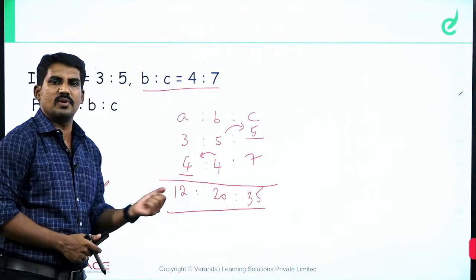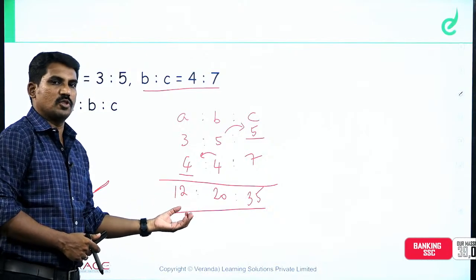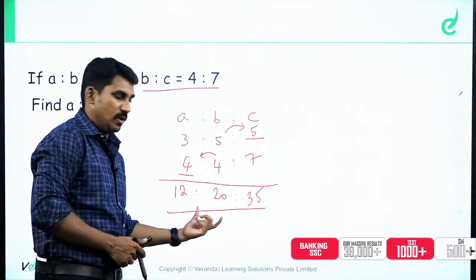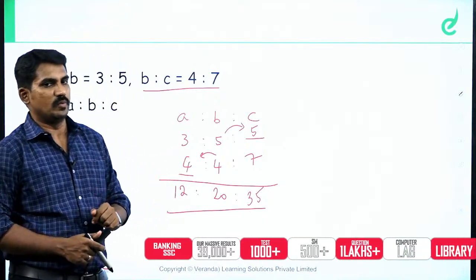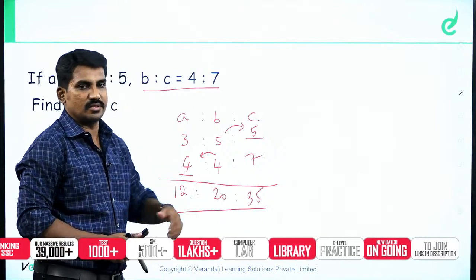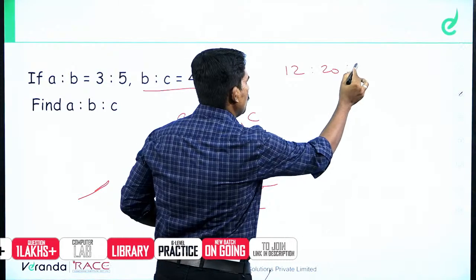Further, we can simplify completely. 12 we can divide by the third multiple, fourth multiple, sixth multiple. But 20 we can divide by the fourth multiple. Both have the fourth multiple in common. But 35 we can't divide with the fourth multiple. If one thing is cancelled, it should be cancelled in all 3 things. Therefore the final ratio is 12 is to 20 is to 35.